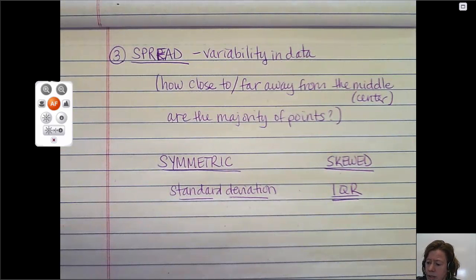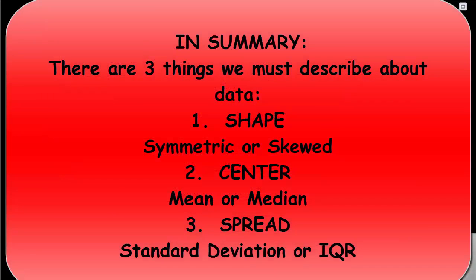Okay, so again, we have three descriptions of our data: shape, center, and spread. We will do much more practice with that in class tomorrow.